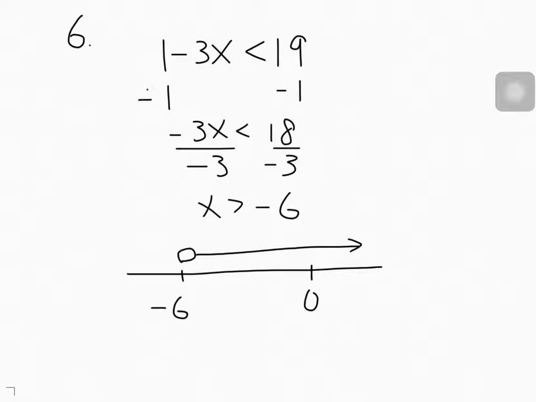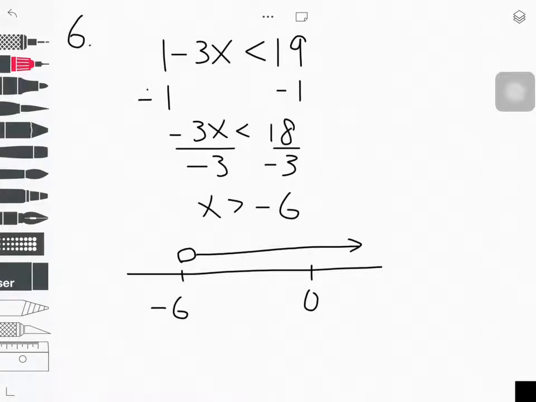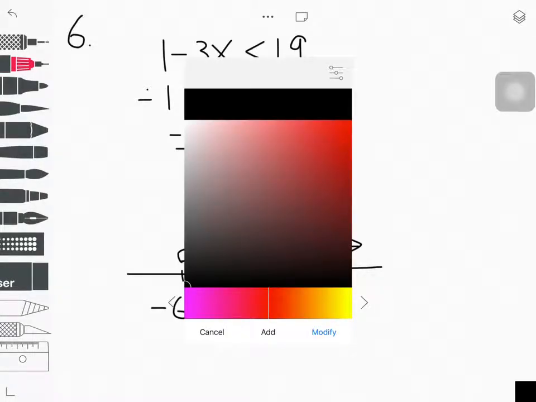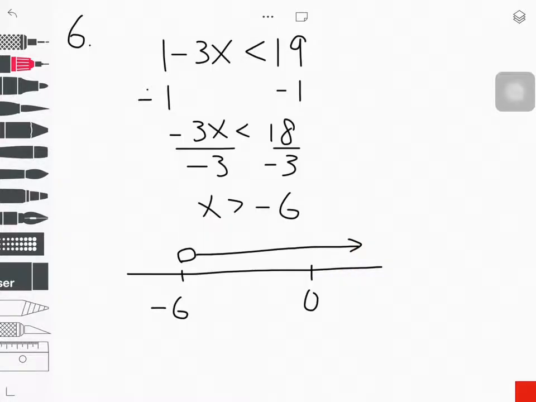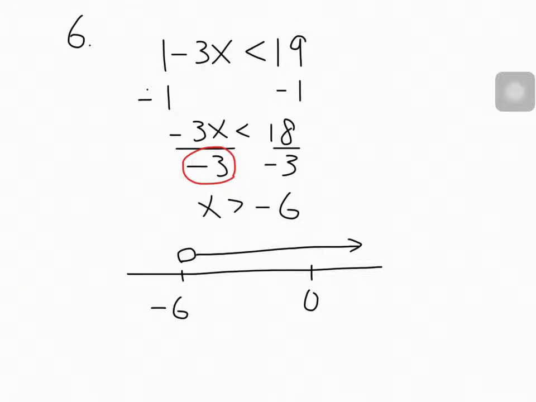Subtract 1 from both sides. I have negative 3x less than 18. Divide both sides by negative 3. This time, I would like to remind you, as you divide both sides by a negative number, make sure you flip the sign. x greater than negative 6. So our solution is going to be any number greater than negative 6. So any numbers point towards the right of negative 6, but does not include negative 6.